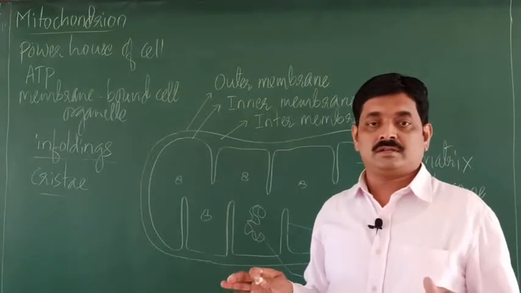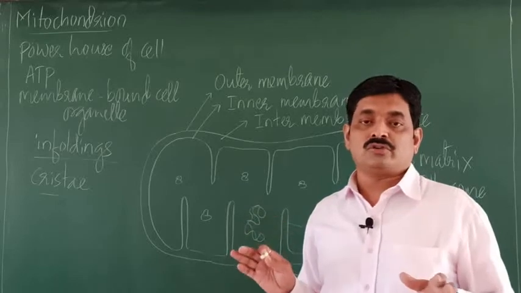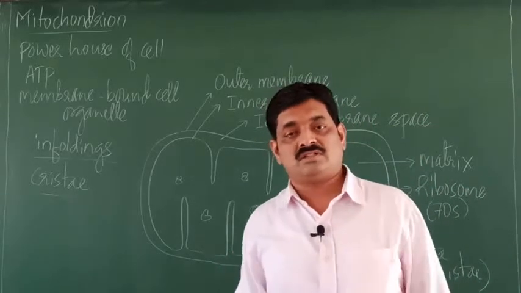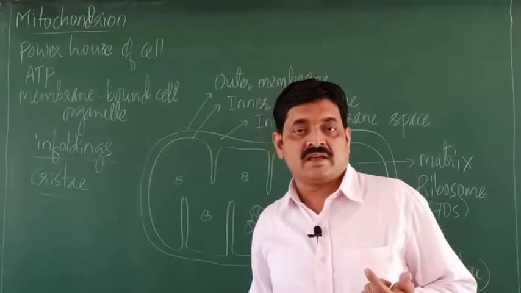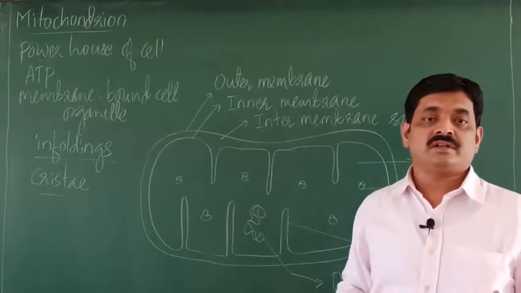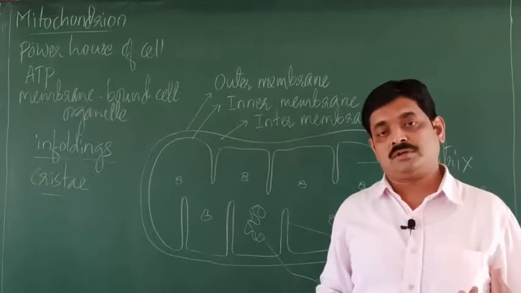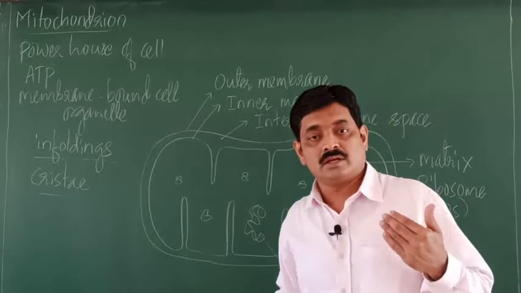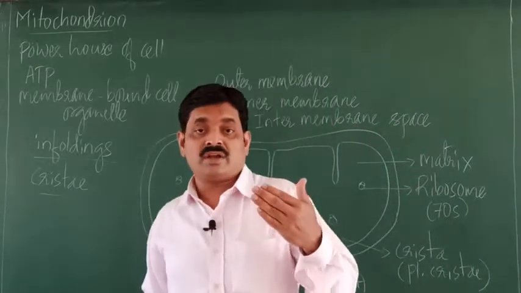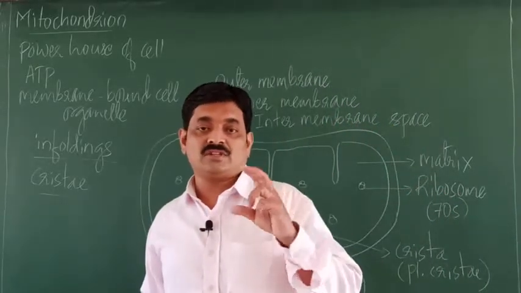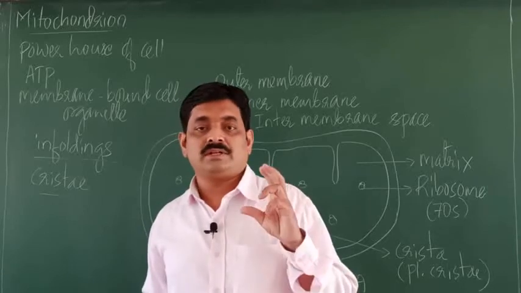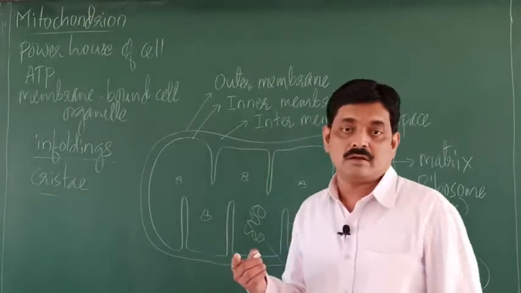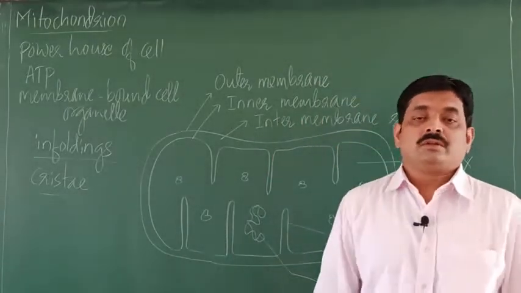So we shall revise it in brief. So mitochondrion is the powerhouse of the cell. It is a membrane bound cell organelle. It is having 2 membranes. It is double membrane structure, right? So the 2 membranes are the outer membrane and the inner membrane. The outer membrane and inner membrane enclose a space, right? So between outer and inner membrane there is a space which is called intermembrane space.